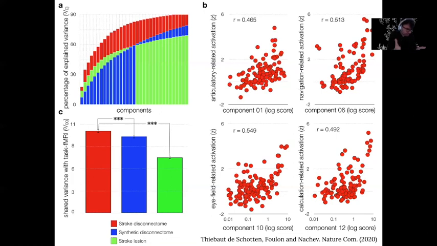Then we compare the synthetic disconnectome, so lesions that are not truly randomly distributed but match the real stroke disconnectome, and the relationship between its gradient and functional activation, which is significant. And we compare whether this was as strong as the one in the stroke disconnectome, which is made of true lesions. And the stroke disconnectome has a tiny advantage over the synthetic disconnectome.